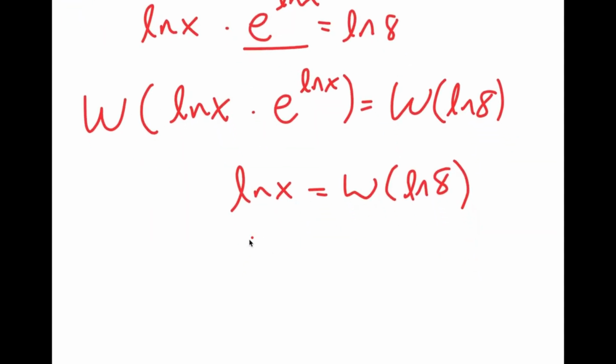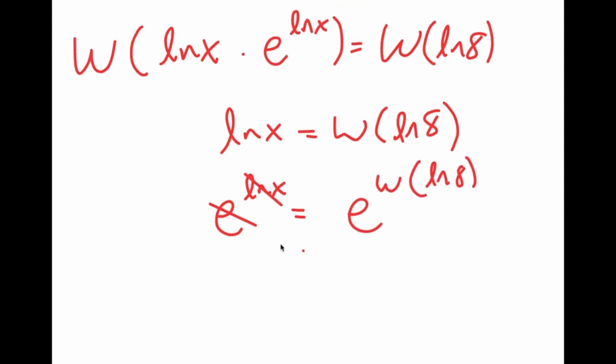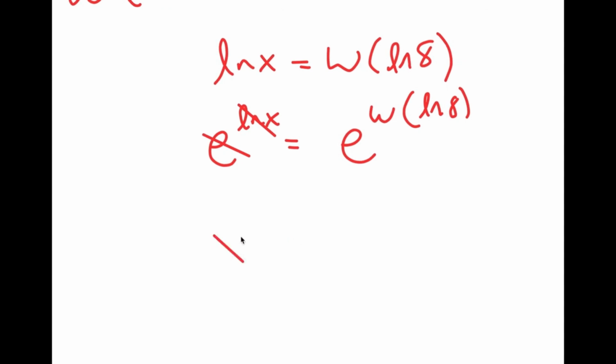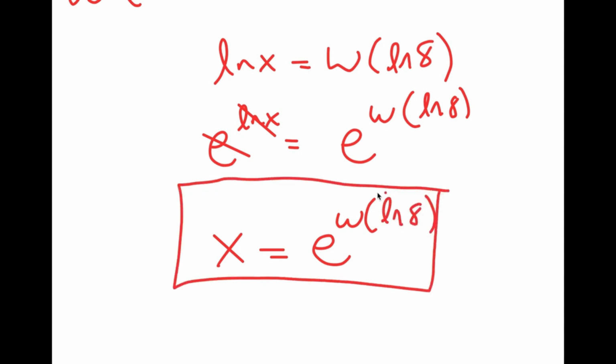And then now I'm going to take e to the power of both sides. So I get e to the power of ln x is equal to e to the power of W of ln 8. And e and ln cancel out. So I get x is equal to e to the power of W of ln 8. So this is my value of x.